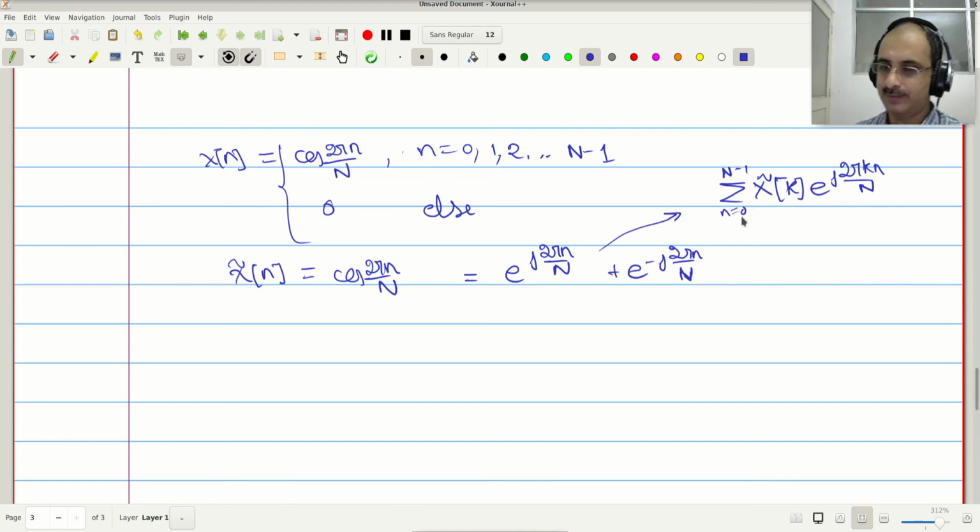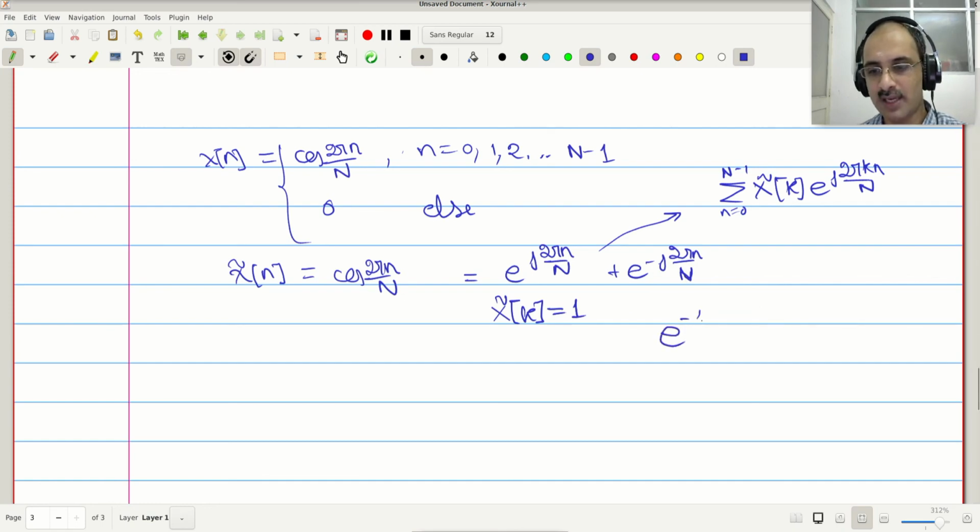Let's identify. How do you get 2 pi n by N? You get 2 pi n by N by substituting k is 1. So we get x tilde k is equal to 1. Next, how do you get e power minus j 2 pi n by N? You can't get this directly, but we will make a small manipulation.